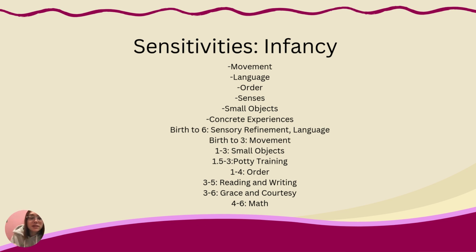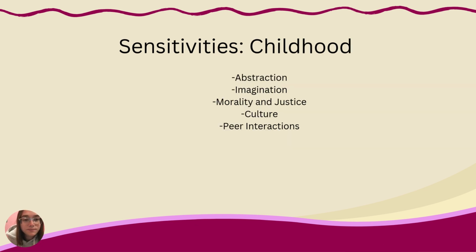And then a few sensitivities. Sensitive periods are just when they're ready to learn certain things. In the 0 to 6, it's movement, language, order, senses, small objects, concrete experiences. So from birth to 6, it's sensory refinement and language. Birth to 3 is movement. Ages 1 to 3 are small objects. 1.5 to 3 is potty training. Ages 1 to 4, order. 3 to 5, writing and reading. 3 to 6, grace and courtesy, and 4 to 6, math. So in that time, we introduce them to these concepts and they practice them.